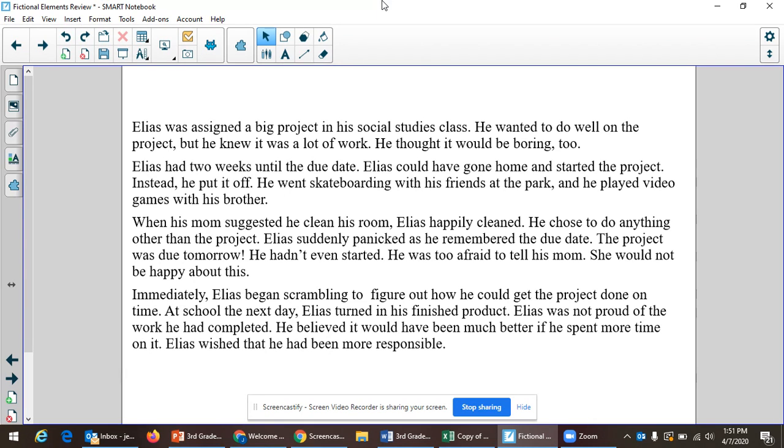Elias suddenly panicked as he remembered the due date. The project was due tomorrow. He hadn't even started. He was too afraid to tell his mom. She would not be happy about this. Immediately, Elias began scrambling to figure out how he could get the project done on time. At school the next day, Elias turned in his finished project. Elias was not proud of the work he had completed. He believed it would have been much better if he spent more time on it. Elias wished he had been more responsible.